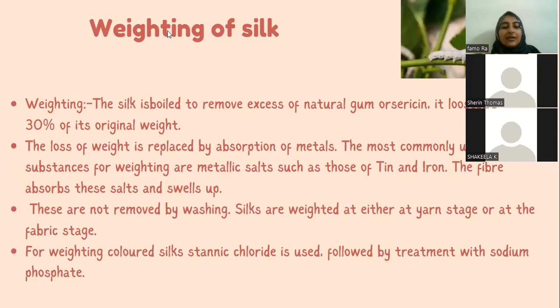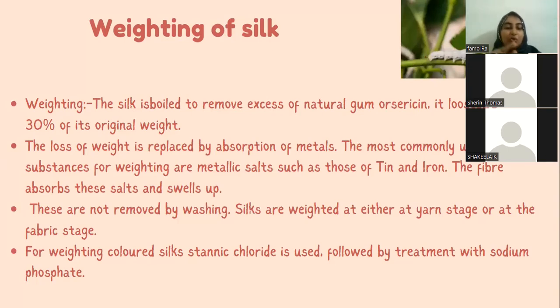For weighting colored silks, stannic chloride is used, followed by treatment with sodium phosphate. Stannic means it is related to tin, so the metal tin is added to it. It is a chemical processing method in which the weight of the silk is increased by absorbing metals. This is what silk weighting is called. Because the degumming process is done, a lot of weight is decreased. That is why weighting of silk is done.